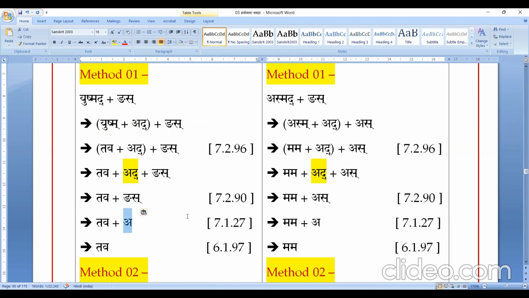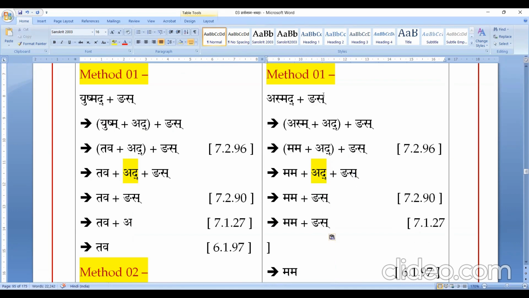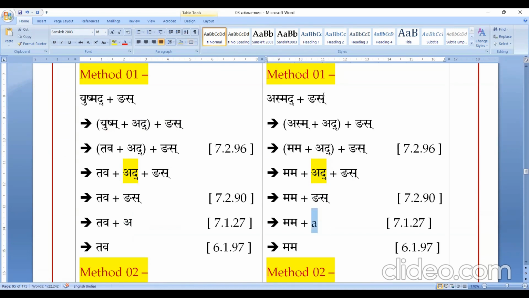Understand? So Tava plus A. Tava plus A is Tava only, Yato Gune. Similarly, Mama plus, here also I will change. Nasi Pratyaye Pare Mama Adesha, Ma Paryantasya Asmat Shabdasya. And in Nas's place, what happens? Ash Adesha, Shitvat Anekachit Sarvasya Paribhashaya, Sarvasya Sthane, this Ash Adesha, that is A Adesha, becomes. A Adesha, therefore, Mama plus A, you get Mama.